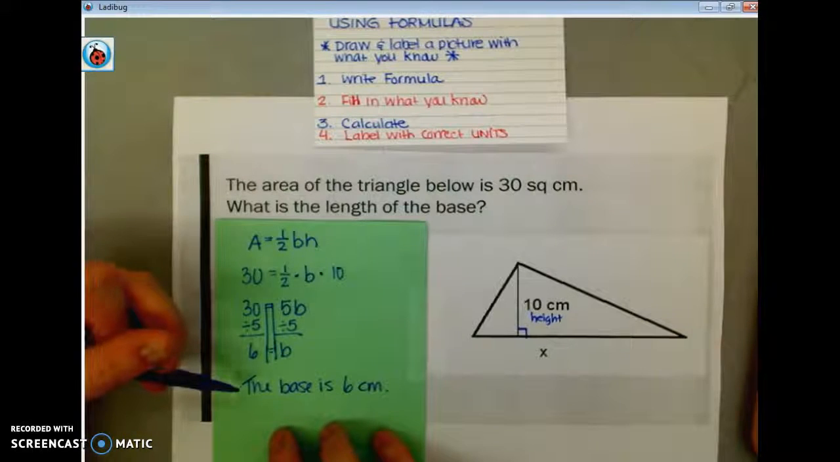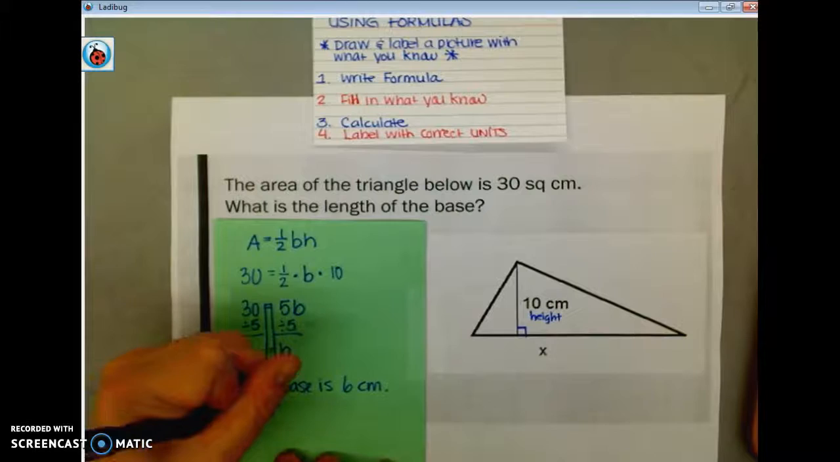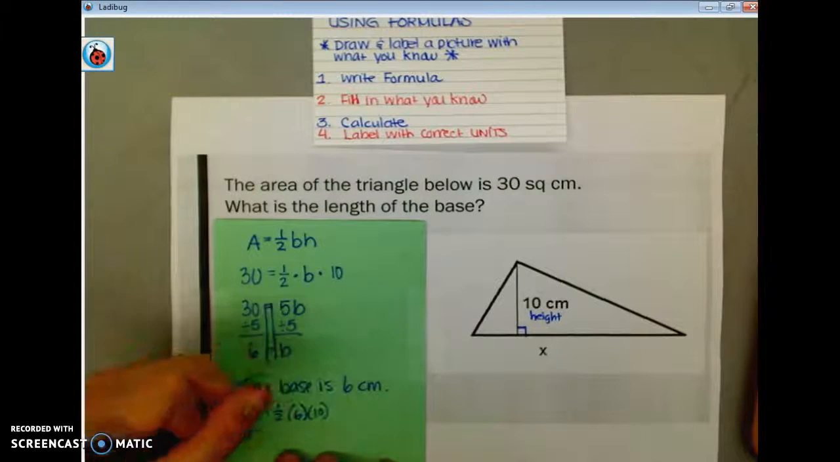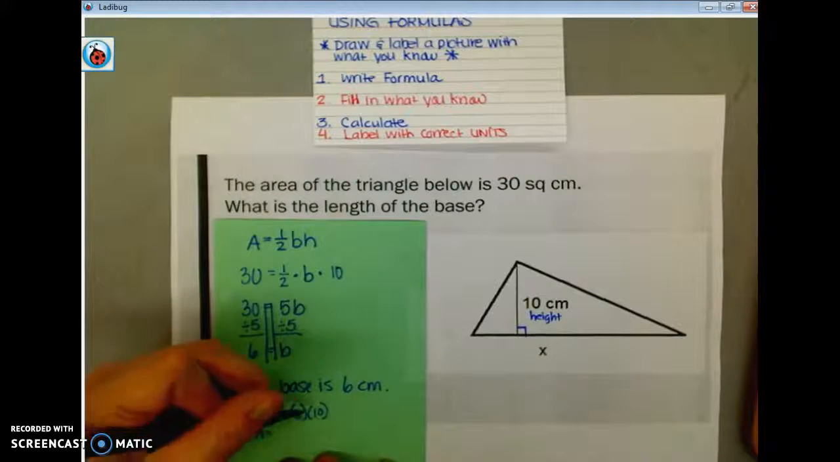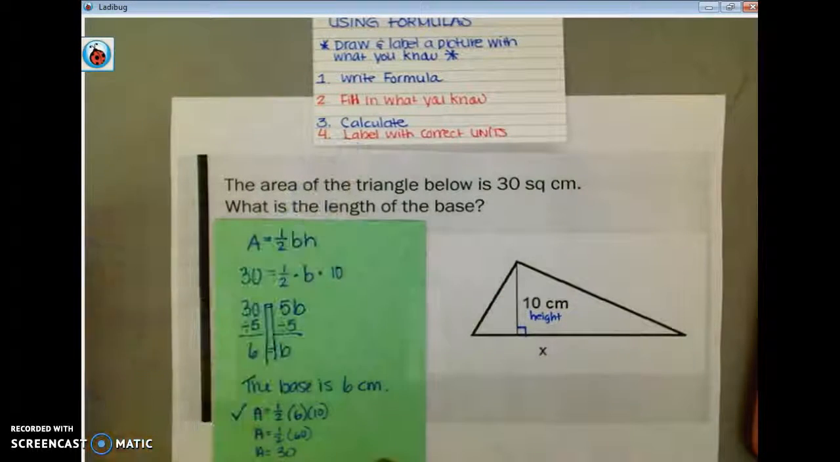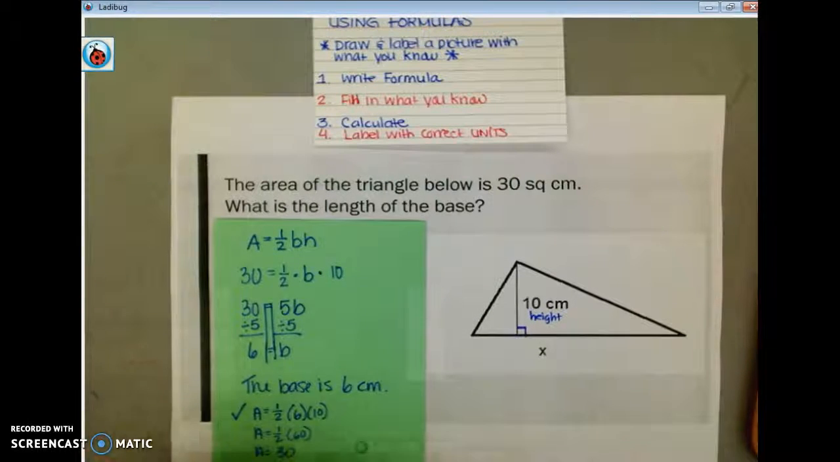And I can plug this back into my equation and see if it works to do a little check. Area equals 1/2 base 6 times 10. Area equals 6 times 10 is 60. Area equals 30, and that's what it said I should have. So I know I did it right. Beautiful thing about being able to, if you know your formula and you have your formula sheet, plug it back in to check and see if your answer makes sense.